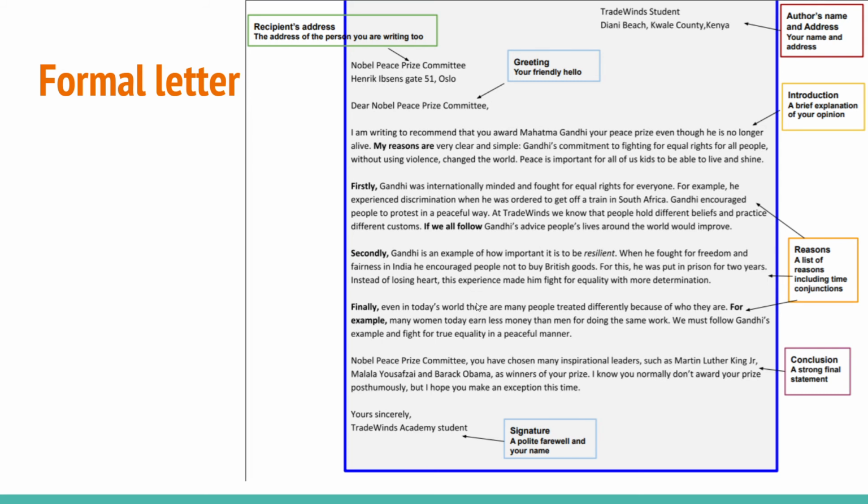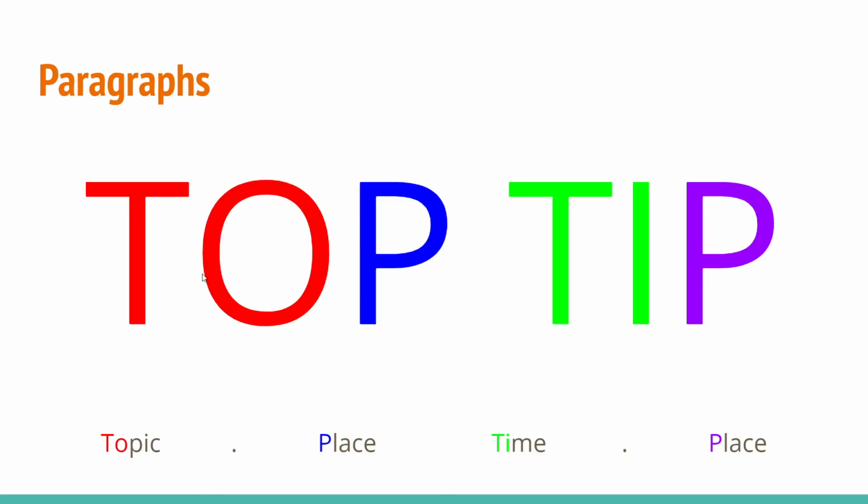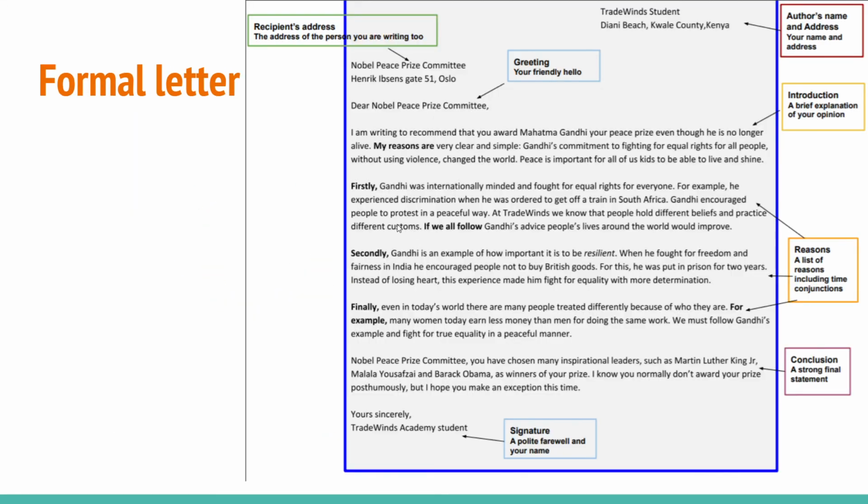I've seen some of your story maps. When you started to say first, you did not go to a new paragraph. When you do your own story map, I hope you can be mindful of that. And you can start your second or your finally in a new paragraph. Okay, because those are all different topics, different reasons why Gandhi should win the prize.